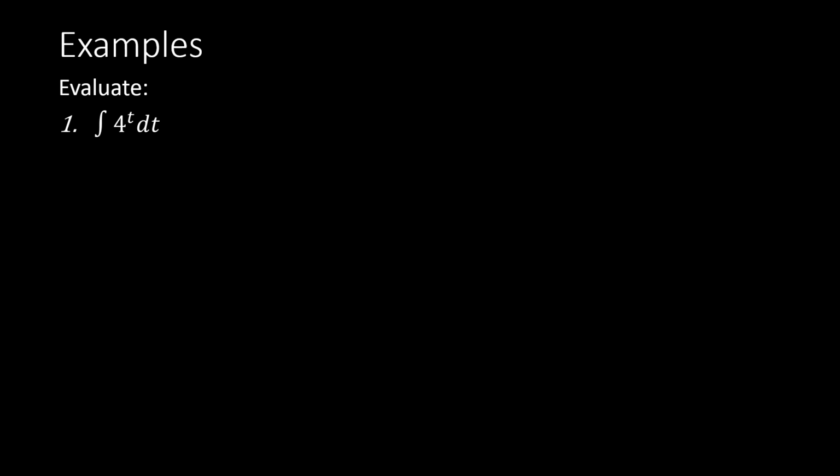So we start with the integral of 4 raised to t dt. Our a in here is equal to 4. Our u is t, and its differential du is dt. So the answer is quite outright. The answer here is a to the u, or 4 raised to t, divided by ln of the constant 4 plus the constant c.